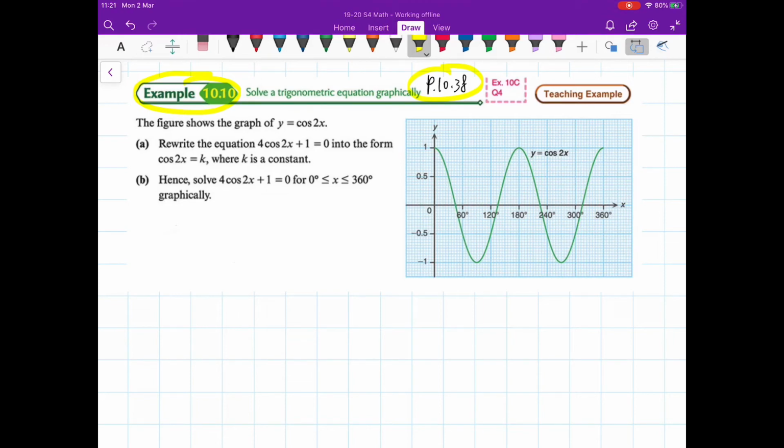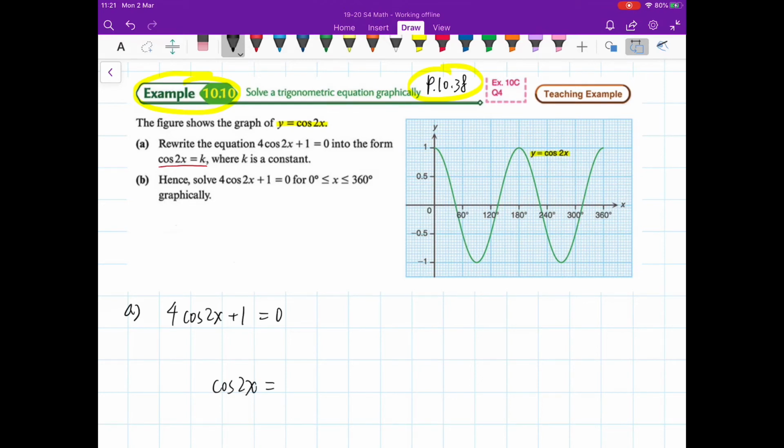Okay, so now the question gives you the graph of y equals cosine 2x. Okay, so I highlighted both the question and the figure. Okay, so part A, it asks you to rewrite the equation into the form of cosine 2x equals k. Okay, so that means originally we have 4 cosine 2x plus 1 equals 0. And our target is we want to make it as cosine 2x equals something.